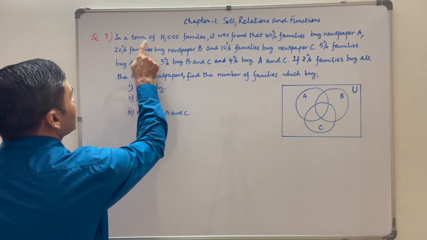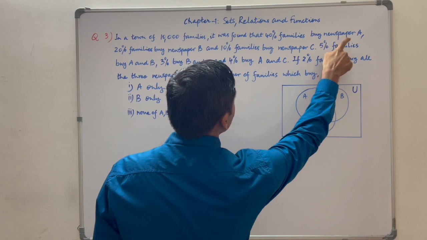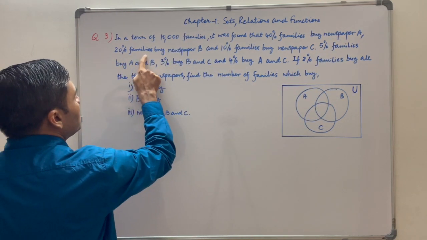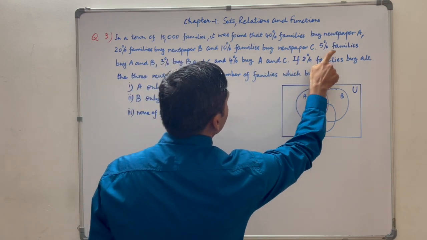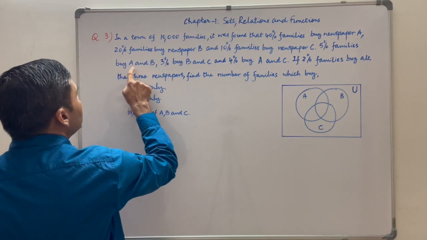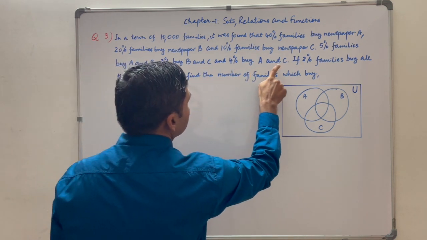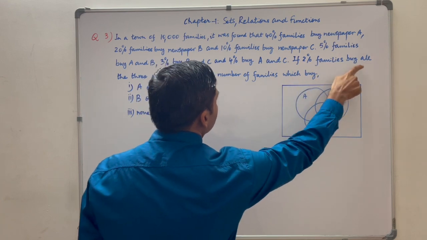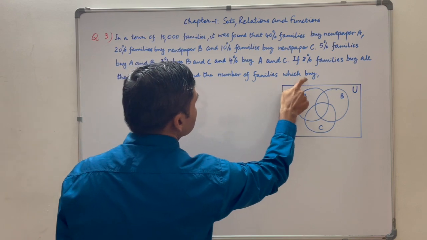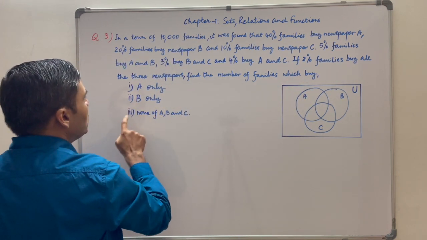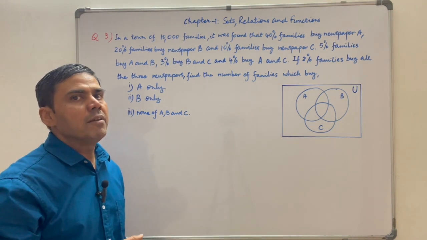Third question: in a town of 10,000 families, it was found that 40% families buy newspaper A, 20% families buy newspaper B, and 10% families buy newspaper C. 5% families buy A and B, 3% buy B and C, and 4% buy A and C. If 2% families buy all the three newspapers, find the number of families which buy A only, B only, none of A, B, C. So this question can be solved quickly by Venn diagram.